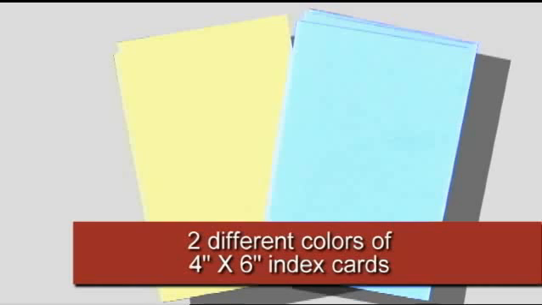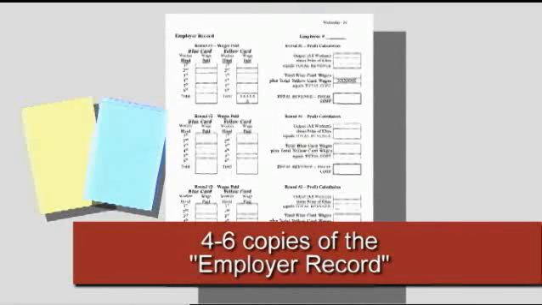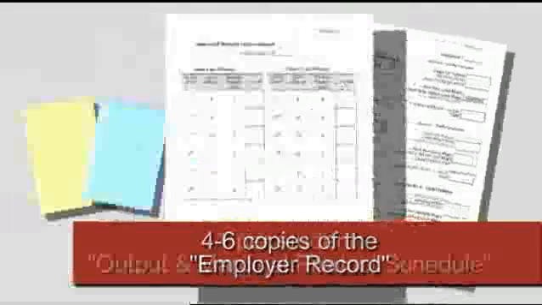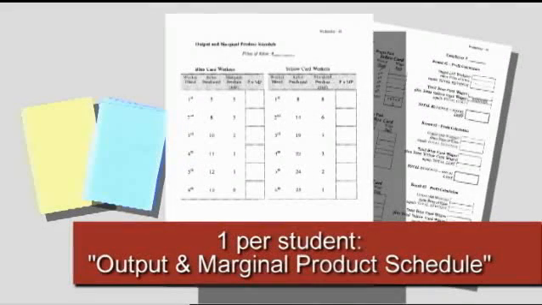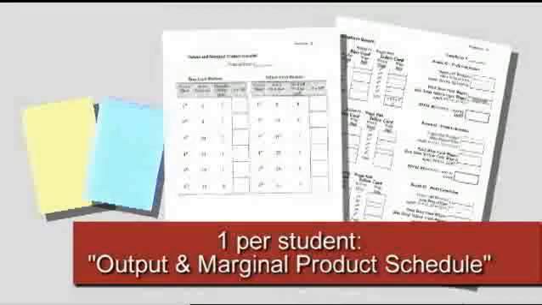The Job Jungle gives your students the opportunity to experience a labor market firsthand and ultimately discover how wages are determined. Setup for this activity is fairly simple. You'll need 2 different colors of index cards. In this simulation, we used blue and yellow. You'll need 4 to 6 copies of the employer record and 1 copy of the output and marginal product schedule for every student in the class.